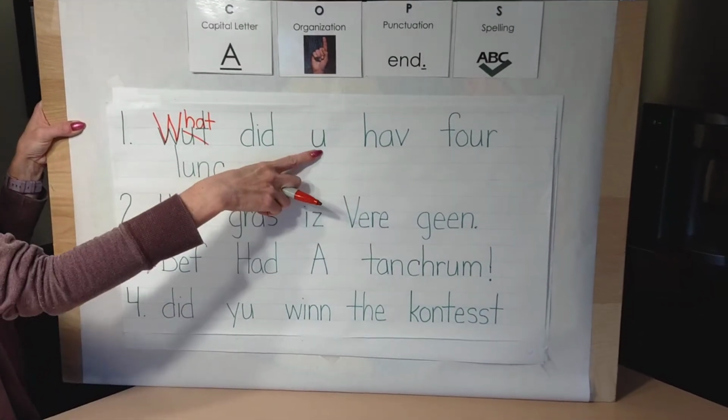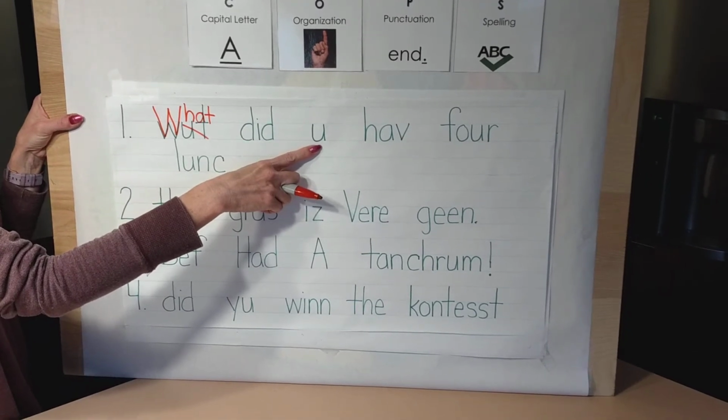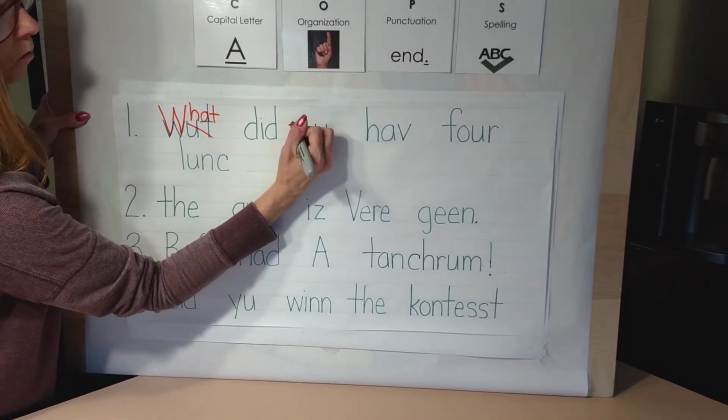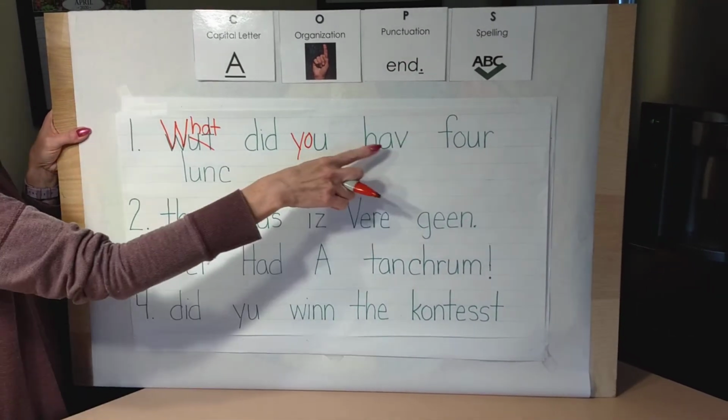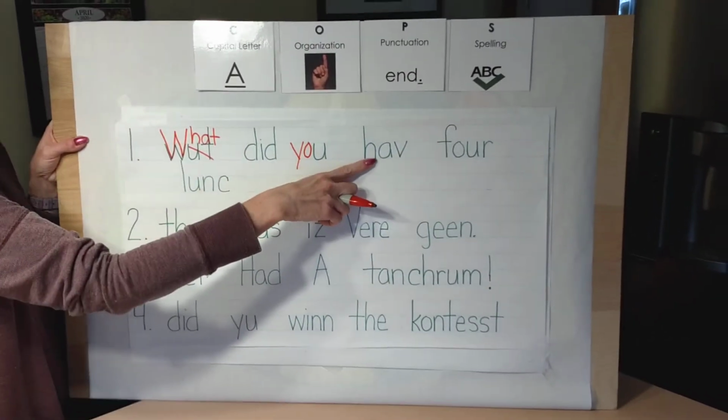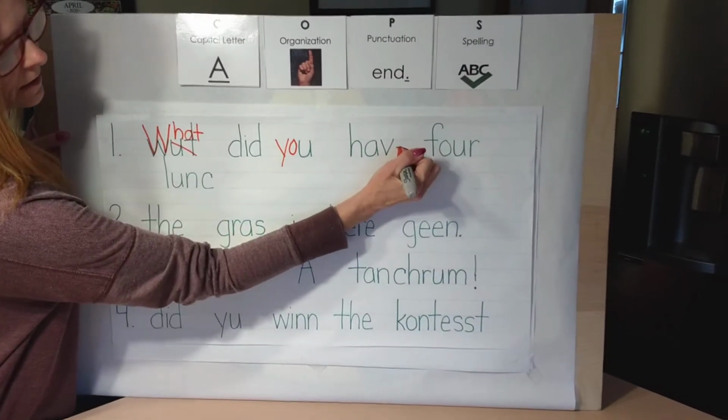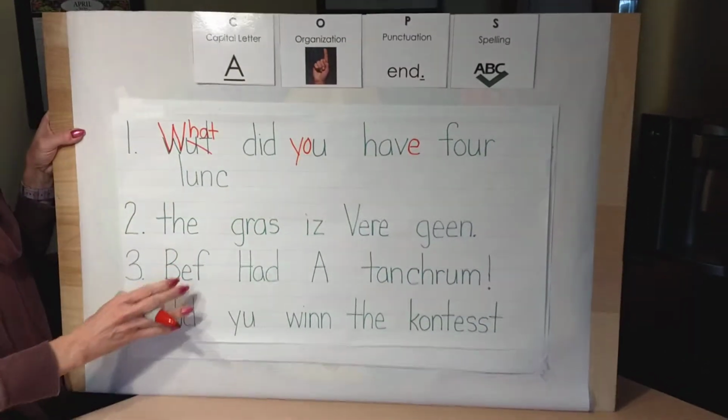This word looks good. Uh-oh. What do we need to do here? We need to make that say Y-O-U. There it is. What did you have for lunch? The word have needs an E at the end. What did you have for lunch?